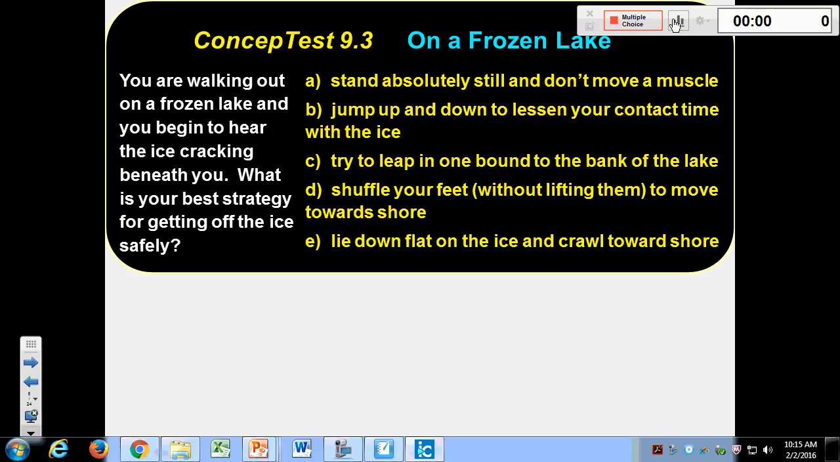You're walking out on a frozen lake and you begin to hear the ice cracking beneath you. What is your best strategy for getting off the ice safely? I did this just the other day. I was out in the bayou. Frozen over. Ice started to crack. All right, I'll stop at 45.